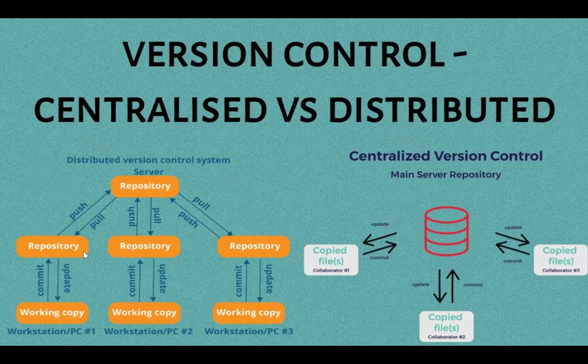Even though the file is being copied in two different repositories, which was not possible in the centralized one, you can easily do it over here because all the copies are on your local system, which I'll be showing you in practical as well. Any confusion so far?